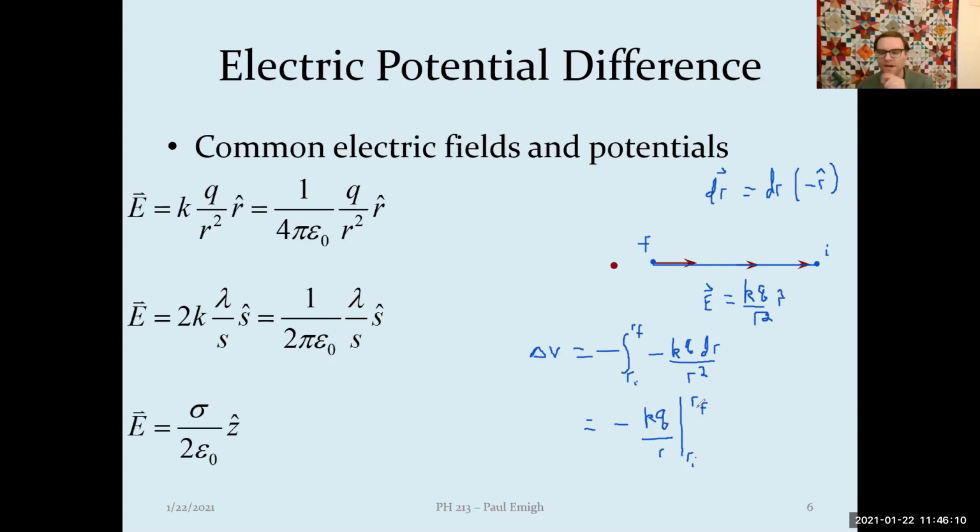And hopefully you're looking at this expression and going, wait, I already knew what the electric potential was, right? kq over r is what the electric potential for a point charge is. Of course I should get this answer.